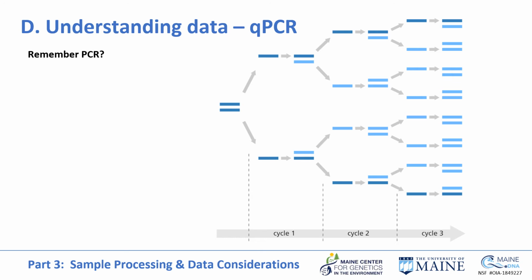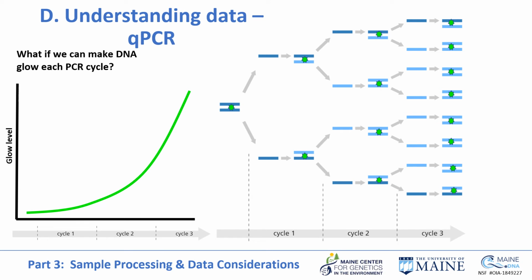So if you remember Karen talking about the PCR process, remember that we start with a single double strand of the DNA molecule, and then that strand gets copied. Each cycle of PCR, it gets copied. So the first cycle we start with one double-stranded molecule. After the first cycle, we have 2, then we have 4, then we have 8, and then it gets exponentially more and more and more with each cycle. So what if we could make that DNA glow? And if we could measure that glow at each PCR cycle, we would expect to see the glow increase with the copies of DNA, right?